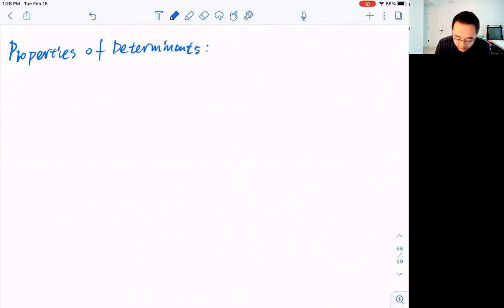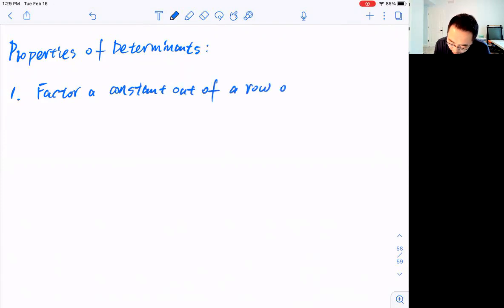So one is that a constant can be factored out of each of the terms in a given row or column when computing determinants. So you can factor a constant out of a row or column when you calculate the determinant.